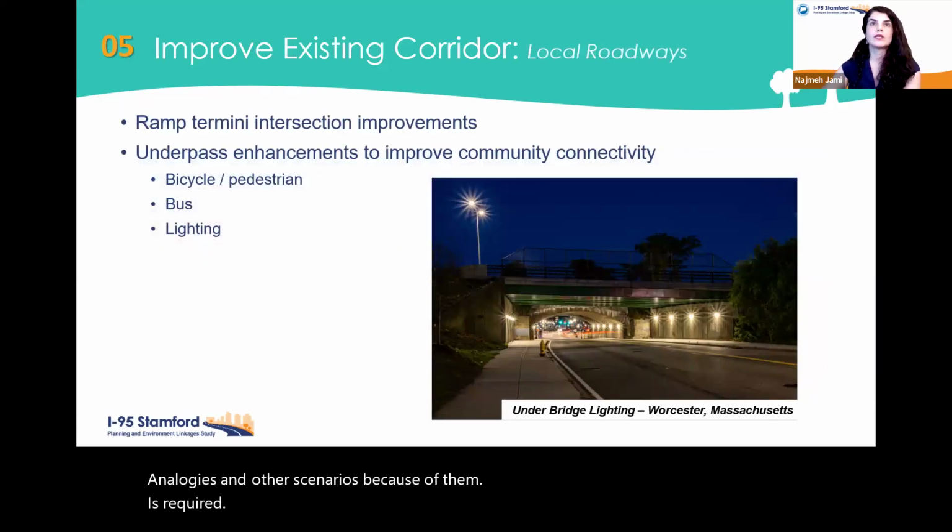And then let's look at some of the improvements that we can look at under this category for local roadways. One option is improving ramp termini intersections with local roadways and applying enhancements to underpasses to improve community connectivity, such as providing better accommodation, safer and more comfortable infrastructure for other modes of transportation, such as bicycle, pedestrian, and buses, and also improve lighting that we know is a problem in our study area.